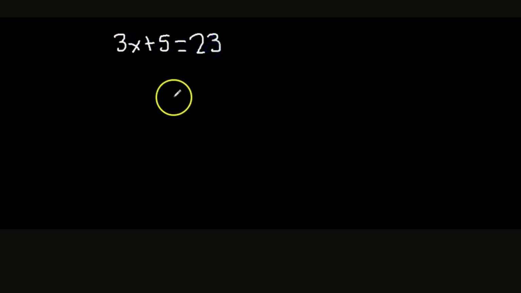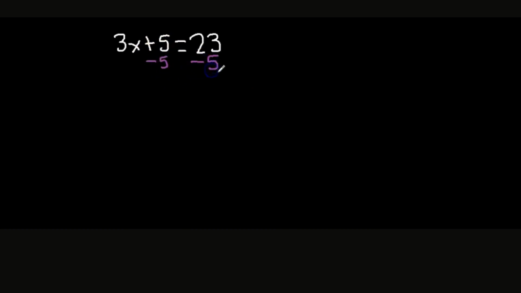So, 3x plus 5 equals 23. The first step that we're supposed to do is try to keep x on one side, and we can only do that by eliminating all the others. So let's keep x on the left side. To do that, we have to minus 5 here. But if we minus 5 here, we have to do it on the other side as well.